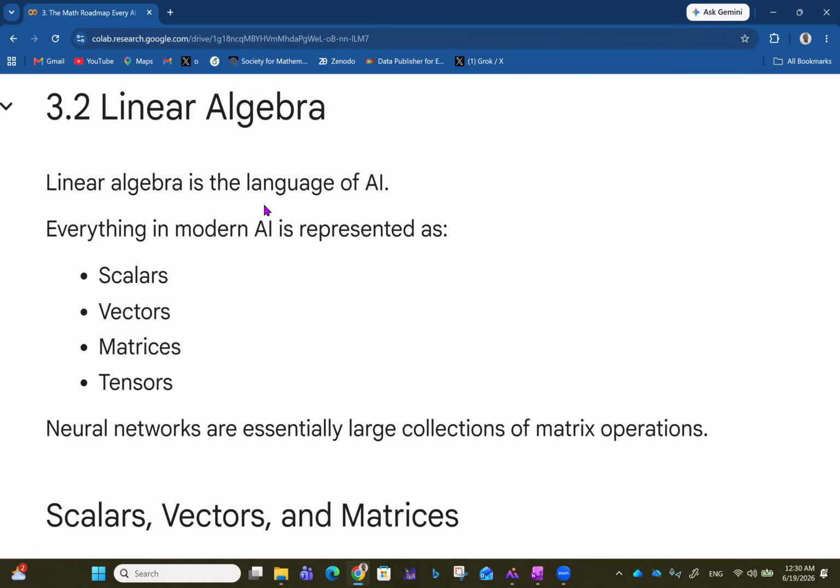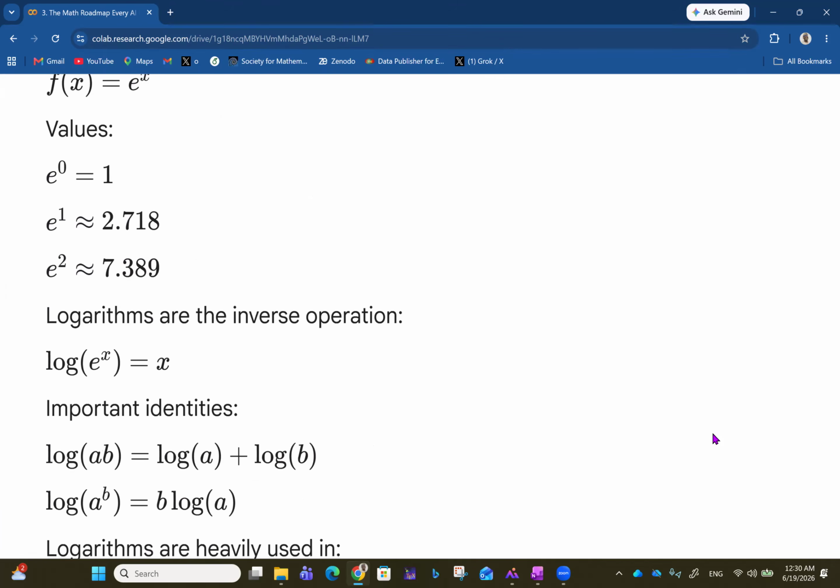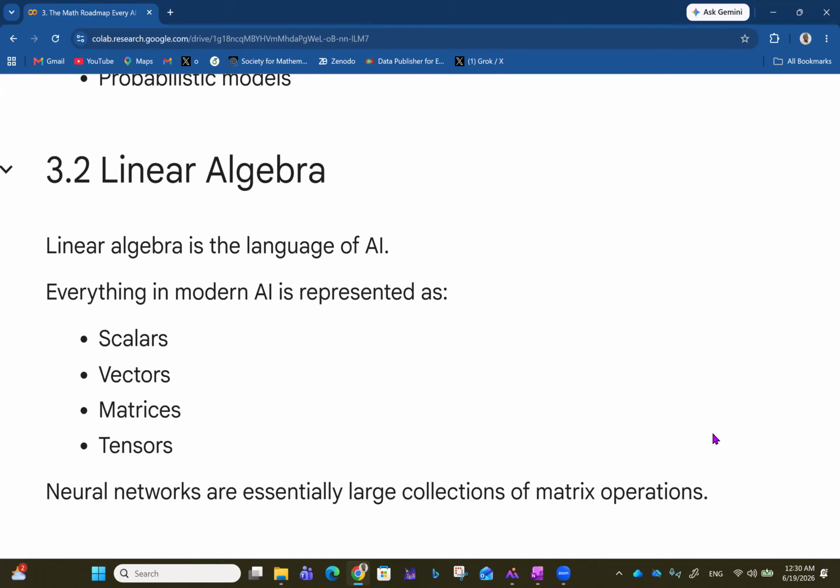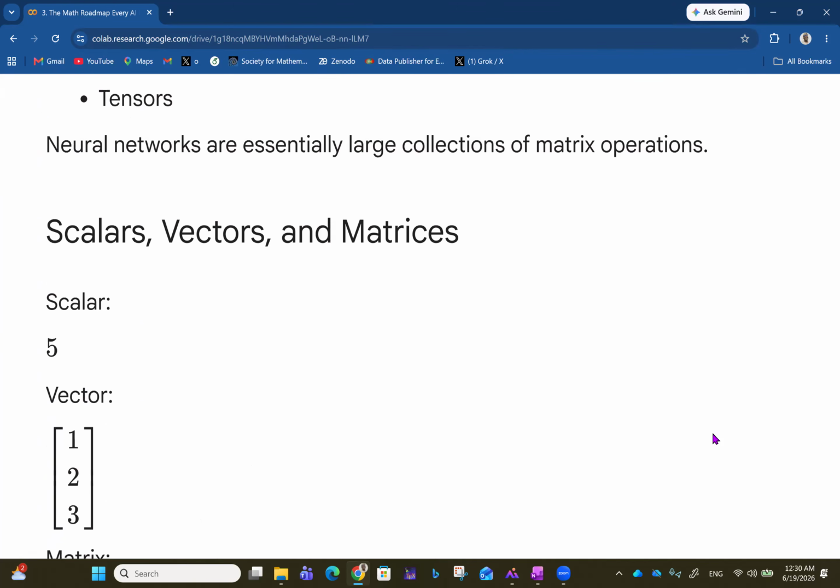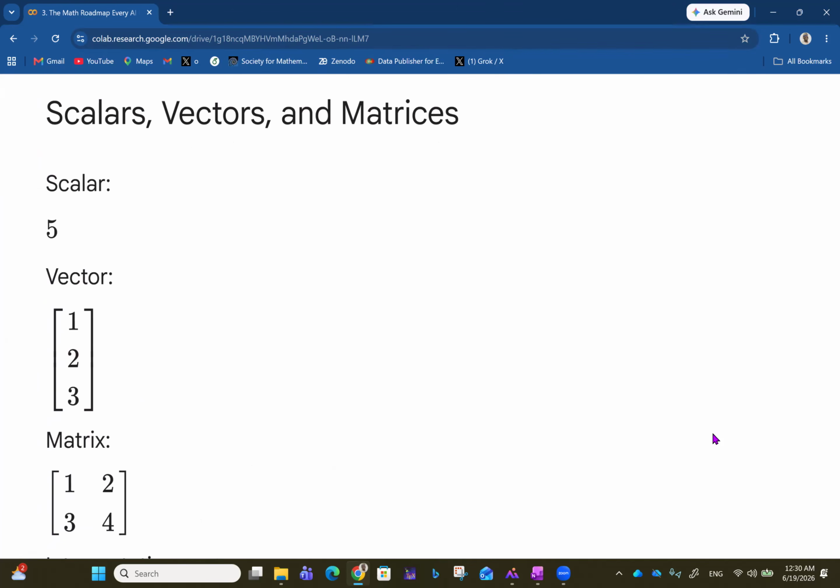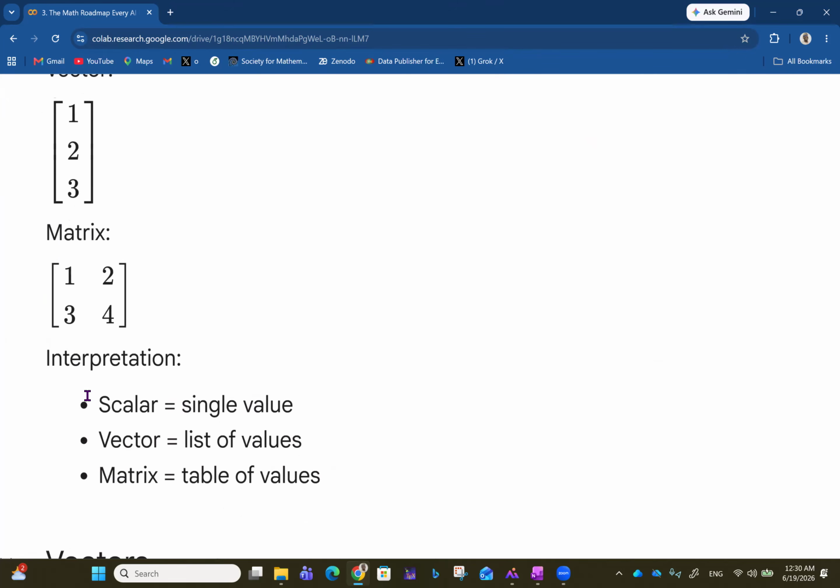Now, linear algebra is basically the language of AI, because everything in modern AI is represented as scalars, vectors, matrices, and tensors. Our neural networks are essentially large collections of matrix operations, because you deal with very heavy data from time to time. So let's talk about scalars, vectors, and matrices. For instance, if you just have 5, it's a scalar. You have a vector when you have this column vector 1, 2, 3. And you have a matrix if you have rows and columns.